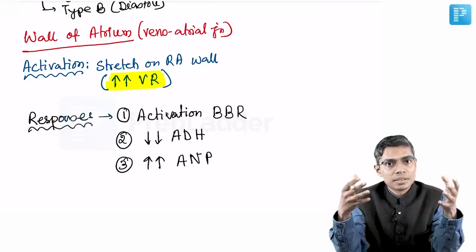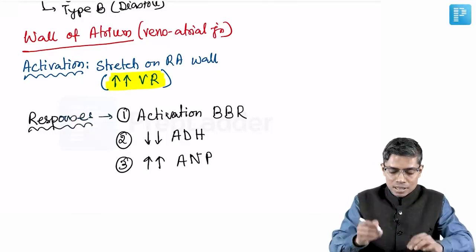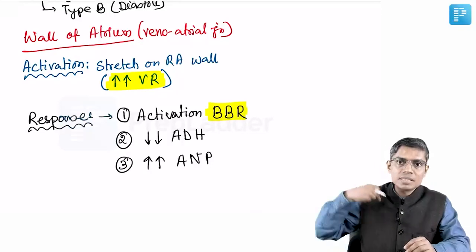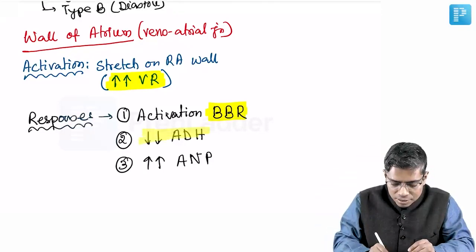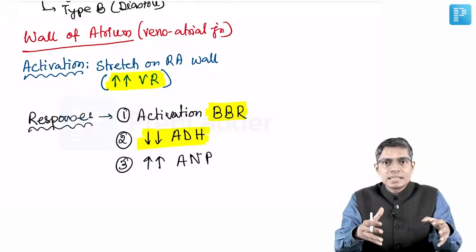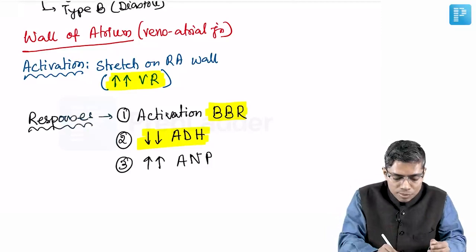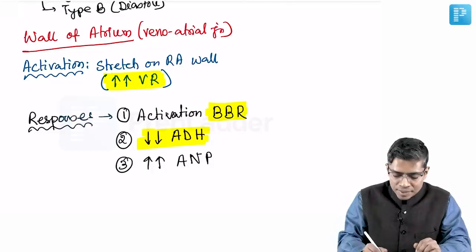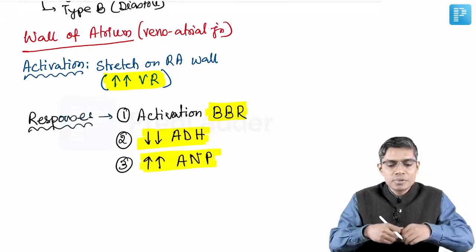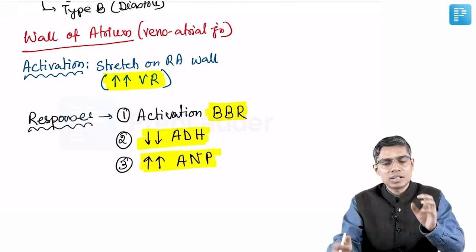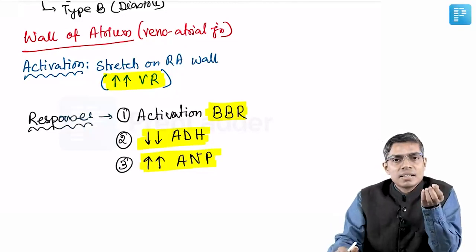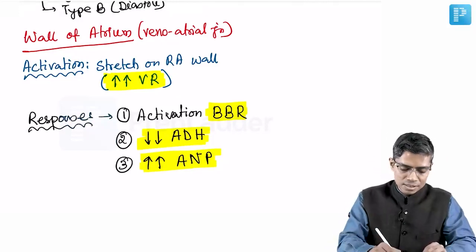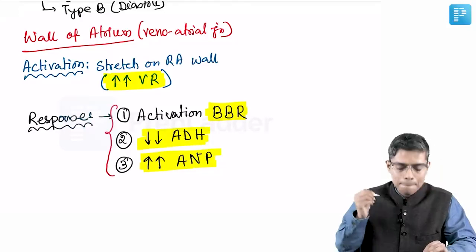Getting my point? So whenever you stretch the right atrium, many things are going to happen. Number one, it will activate one reflex that is known as the Bainbridge reflex. Not only that, it will send some connection from the right atrium to the hypothalamus by which the ADH secretion will be decreased. Why? Because it has detected that your body fluid is high, your venous return is high, so you depress ADH. Not only that, you have a huge amount of fluid in your body, you have to excrete more sodium and more fluid, and that's why you increase secretion of atrial natriuretic peptide from atrial myocytes. So these are the three responses that you have to remember from here.